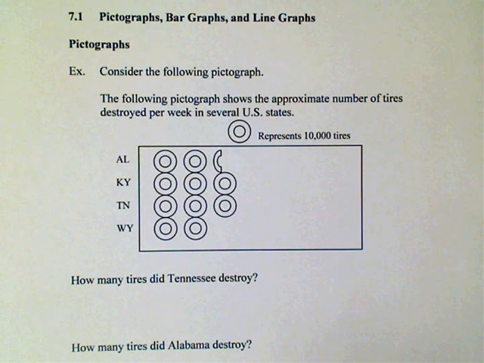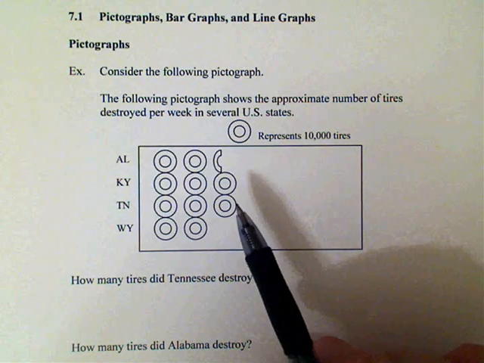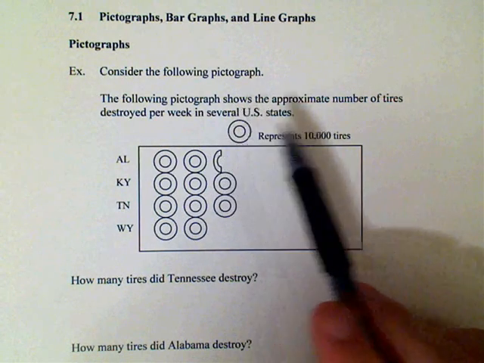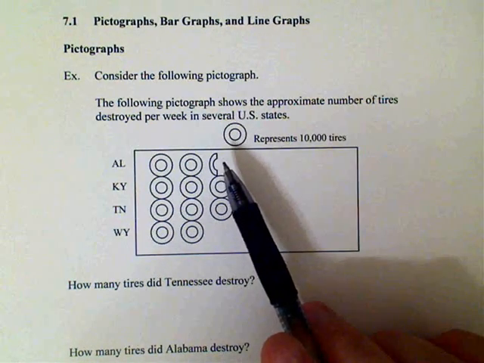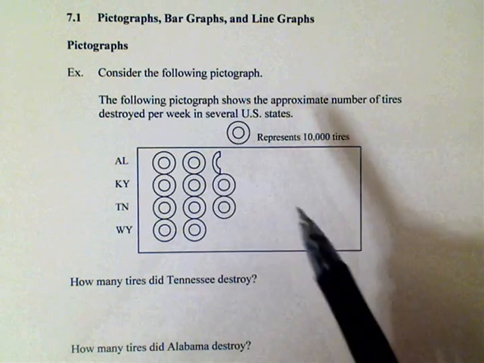Pictographs, bar graphs, and line graphs. A pictograph is pretty much what you think it is. It uses pictures to represent data values. If you see something like this, a whole one represents 10,000, we're going to assume this is half of one of those donut-shaped tires. So that'd be 5,000.